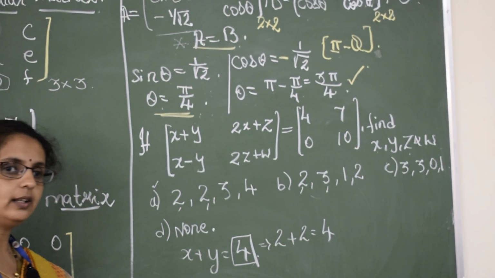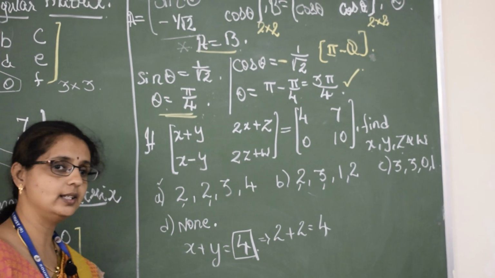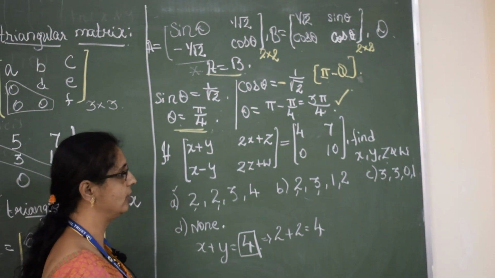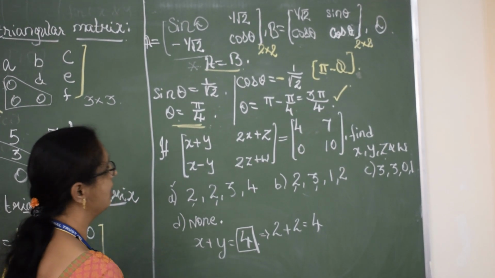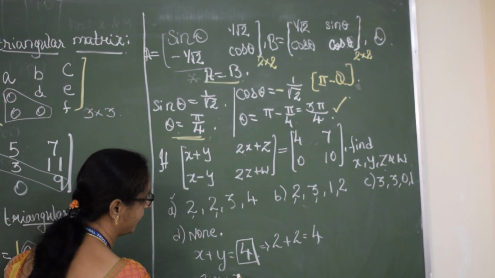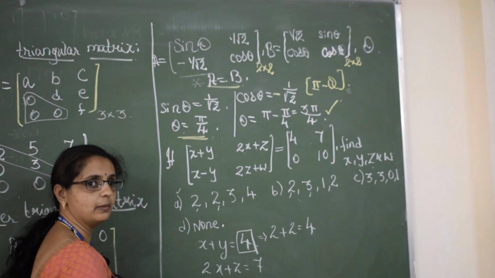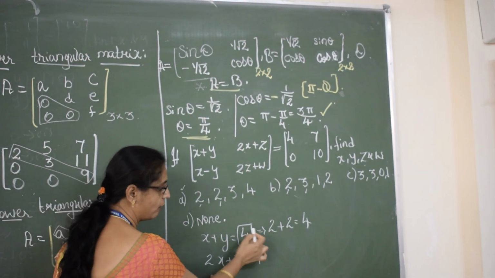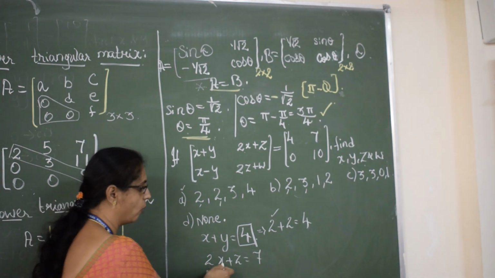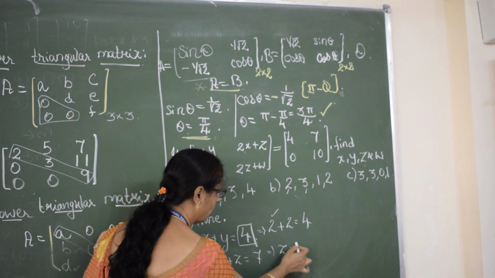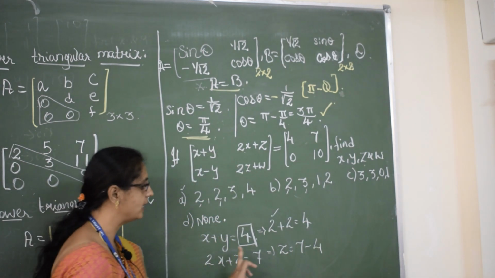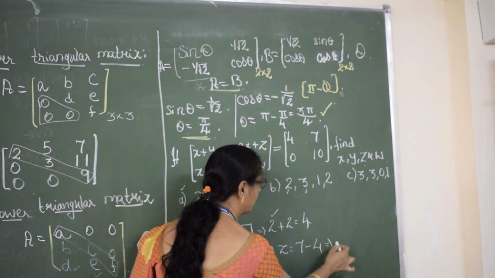Now after finding the values of x and y, let us move on to calculate the values of z and w. Just check, where do z and w lie? Here it is z. 2x plus z is equal to the corresponding element 7. Now we have already finalized x to be equal to what? 2. 2 into 2 gives us 4. So z will be equal to what? 7 minus 4. Yes or no? 2 into 2 is 4. 7 minus 4.